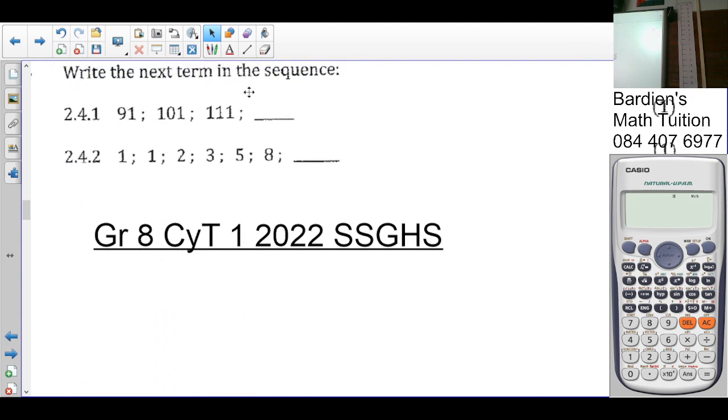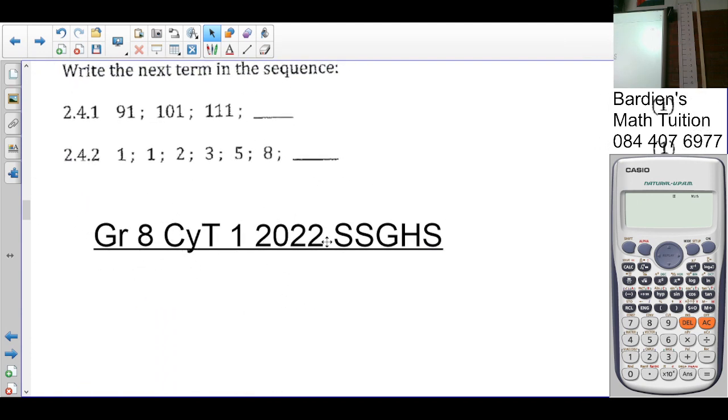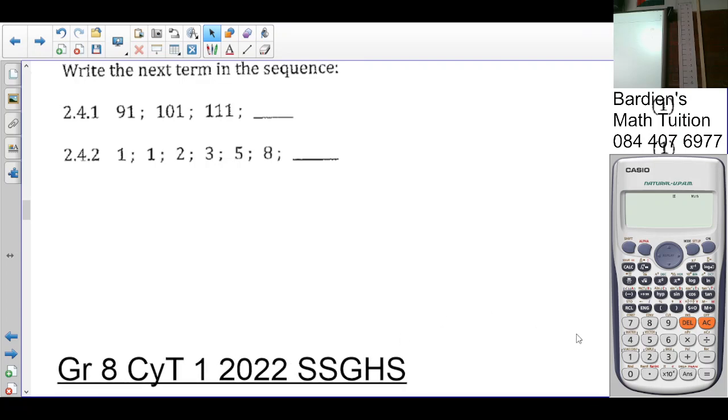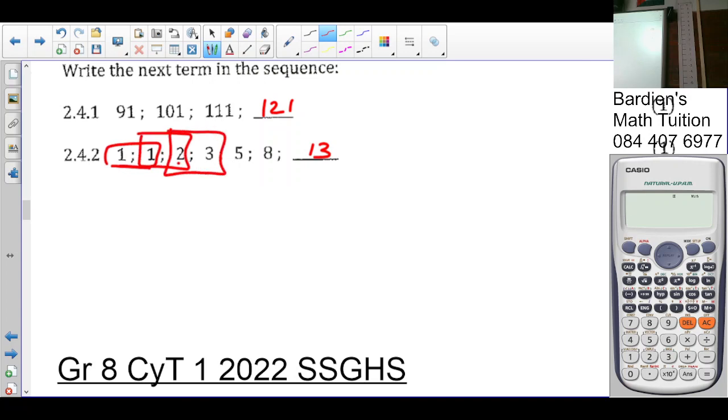In 2.4 it says write down the next term in the sequence. So you've got 1, 1, 2, 3, 5, 8, the next one is going to be 13. How do we get 13? So 1 plus 1 is 2. 2 plus 1 is 3. 2 plus 3 is 5. 3 plus 5 is 8. And then of course 13. Okay.